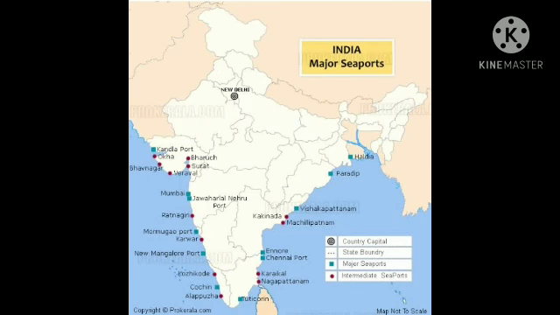Okay, so I have discussed the major ports on the western coast. Now we can move towards the eastern coast. See, we will start from the extreme southeastern port of Tuticorin in Tamil Nadu.